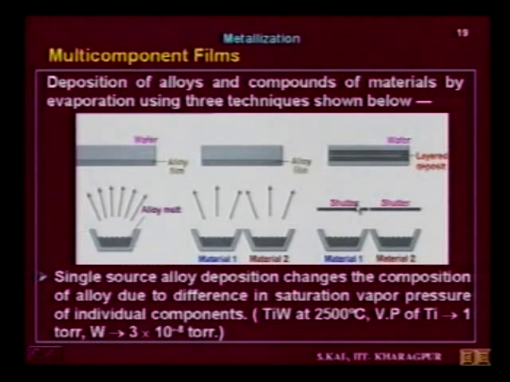Then this is closed and shutter 2 is open, then material 2 is deposited, then again material 1, then material 2, subsequently layer by layer deposit, and at the end you anneal it. During annealing, the interdiffusion of the metals will occur and you will get an alloy mixture of the film. So here the film quality or alloy formation will depend on the thickness.